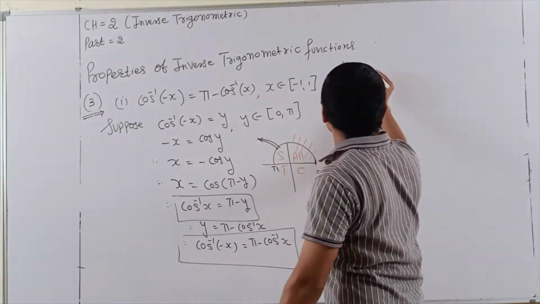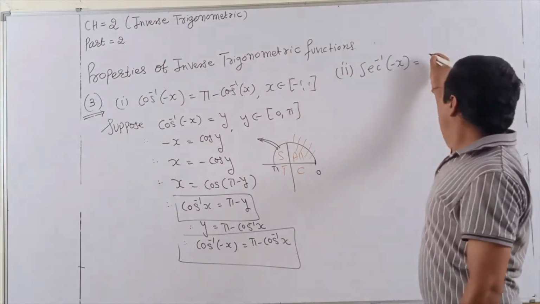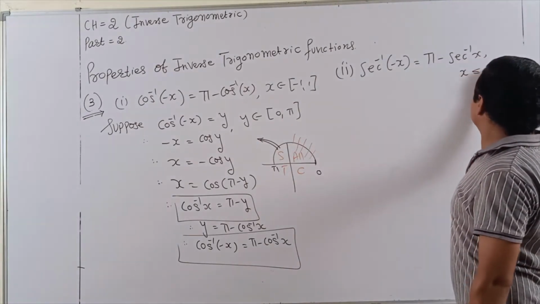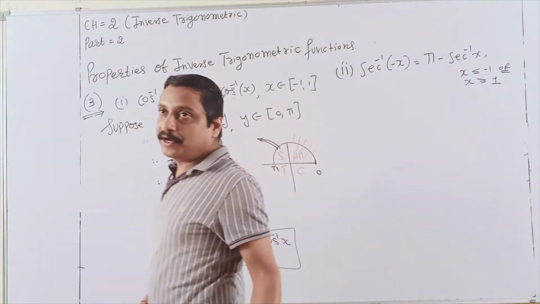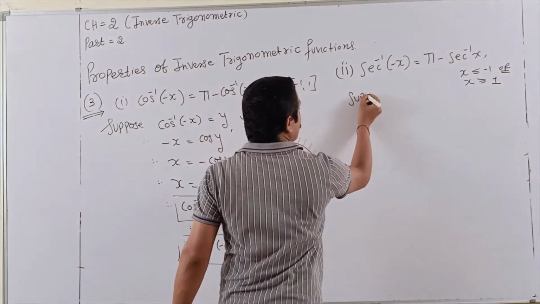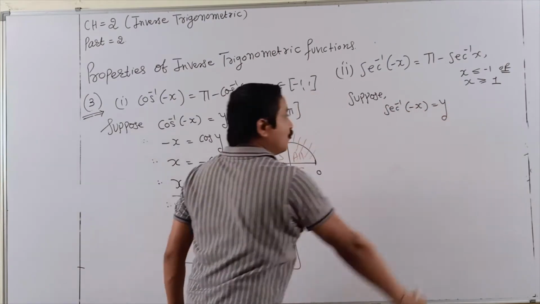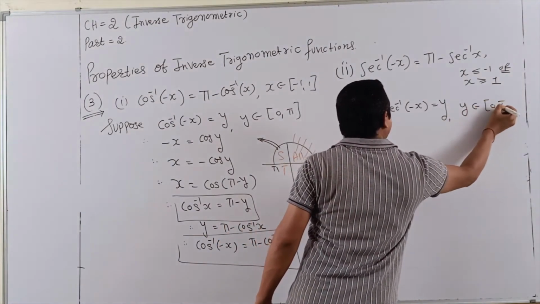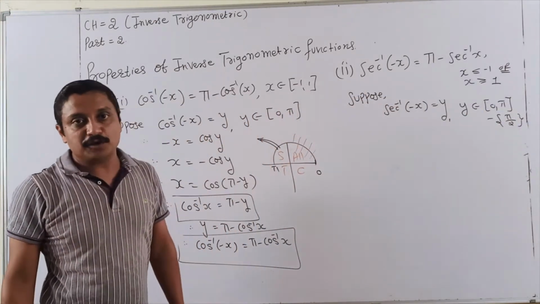Second one. Sec inverse minus x is equal to pi minus sec inverse x. Condition same, x less than minus 1 or x greater than 1. So students, this property is same as the first one. Suppose sec inverse minus x is equal to y, in the range of sec inverse, where y belongs to 0 to pi, minus pi by 2. That is the original range of sec inverse function.